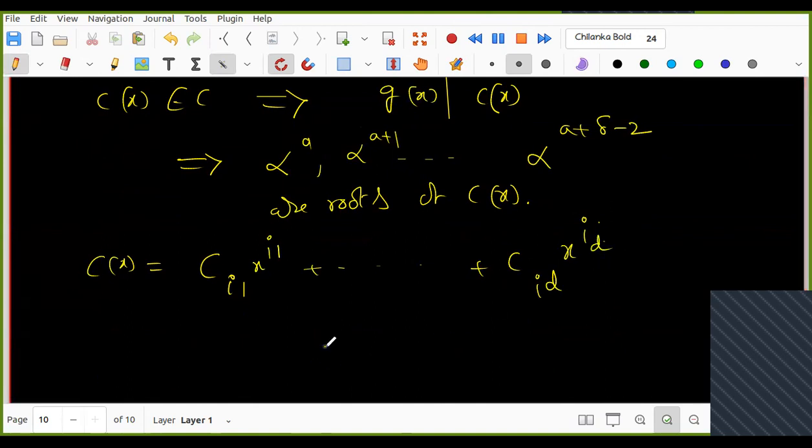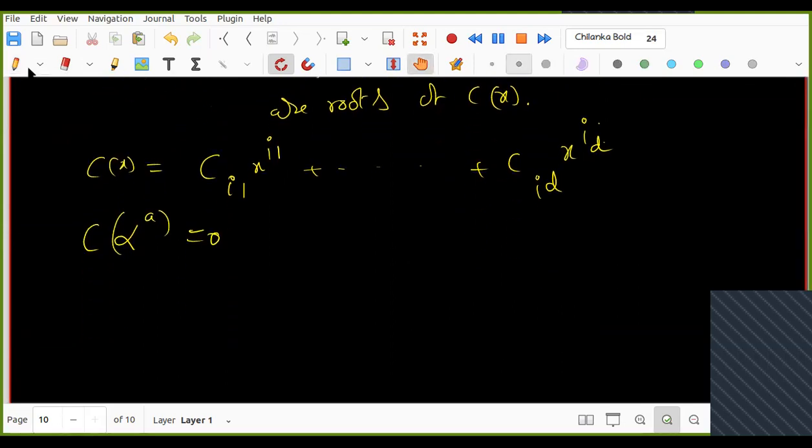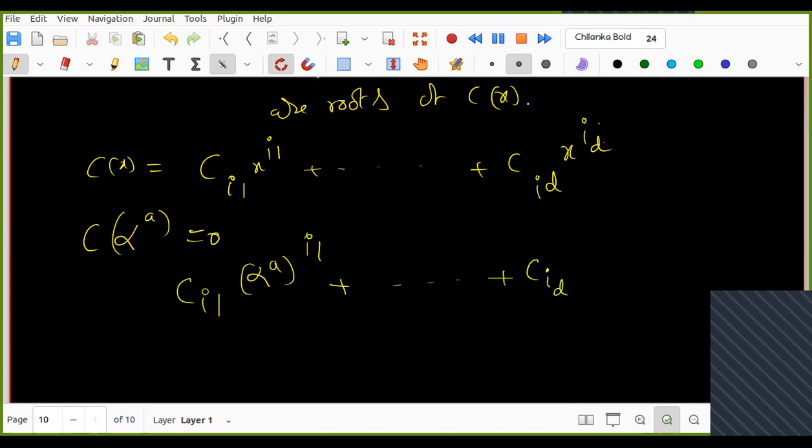Now what am I doing? What I know is C(alpha^a) equals 0. What is the meaning of that? C(alpha^a) is equal to 0. So this equation now becomes C_{i1} (alpha^a)^{i1} and so on, plus C_{id} (alpha^a)^{id} equals 0. Are you following? Yes, sir.